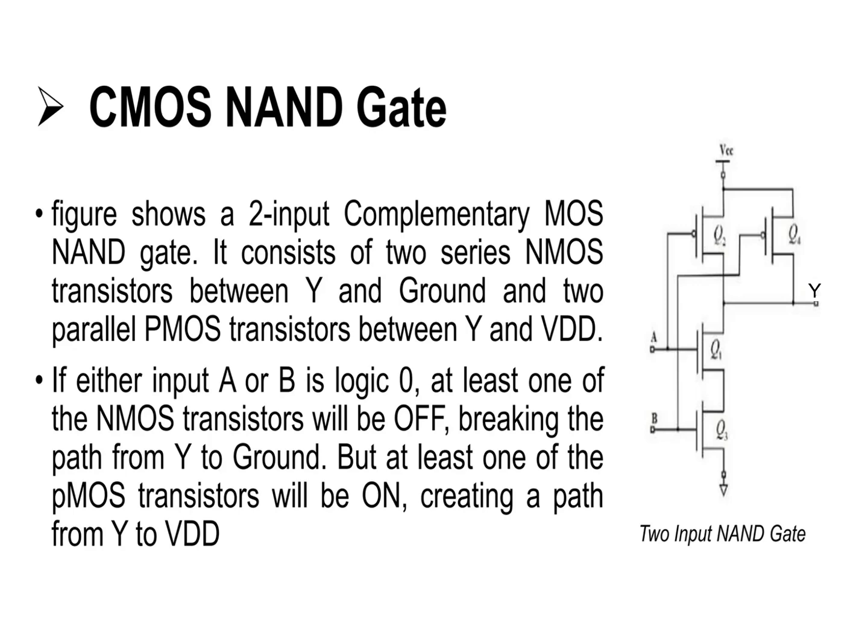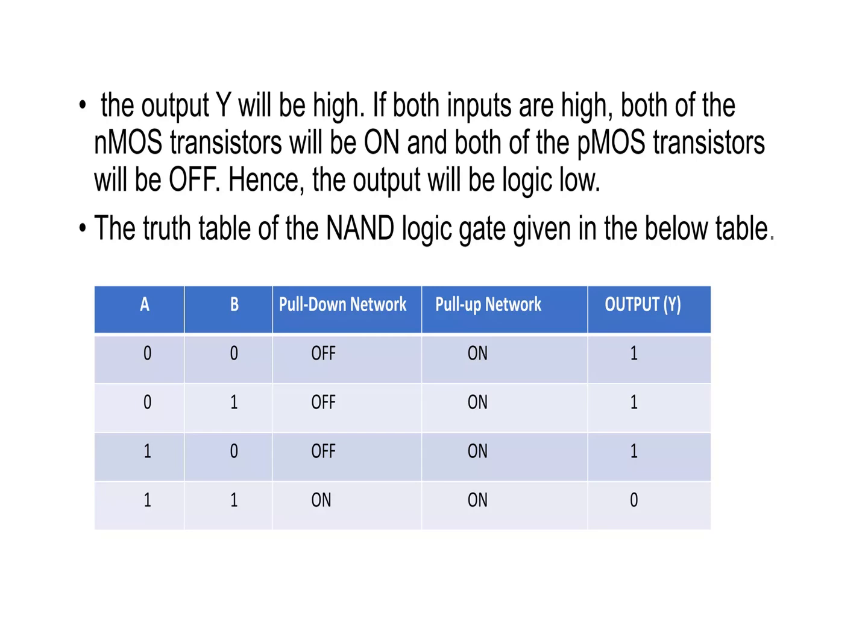CMOS NAND gate. The figure represents a 2-input complementary MOS NAND gate. It consists of two series NMOS transistors connected between output Y and ground, and two parallel PMOS transistors connected between output Y and the supply VDD. If either of the inputs A or B is at logic 0, at least one of the NMOS will be off, thereby breaking the path from Y to ground. But at least one of the PMOS will be on in that case, creating a path from Y to the supply VDD, and the output will remain high.